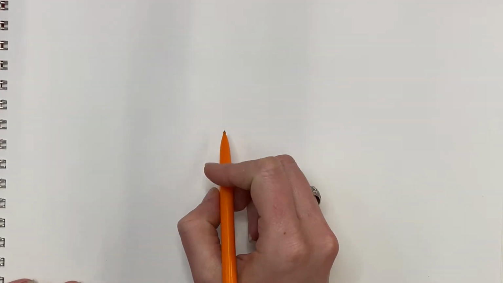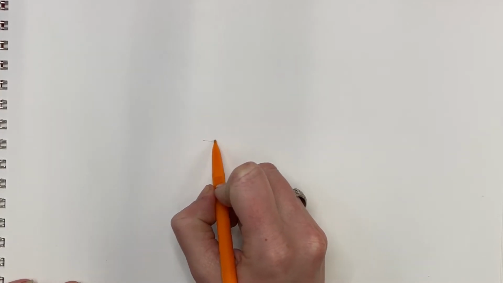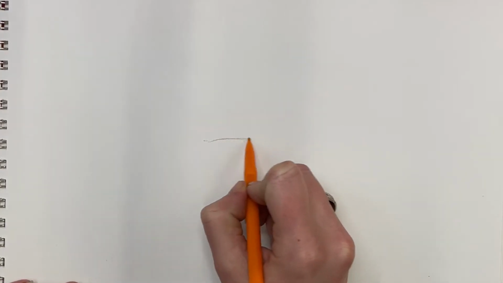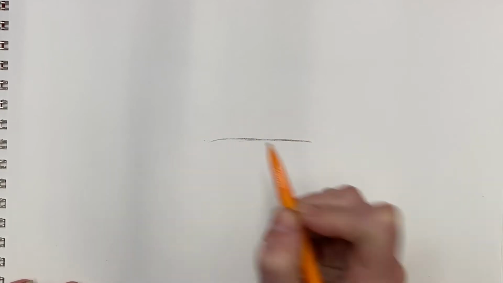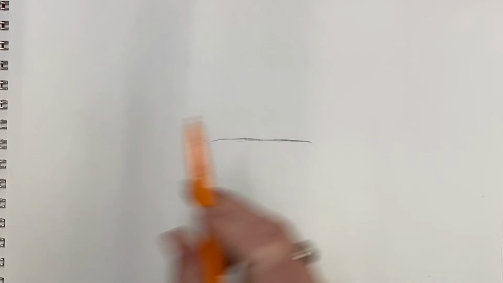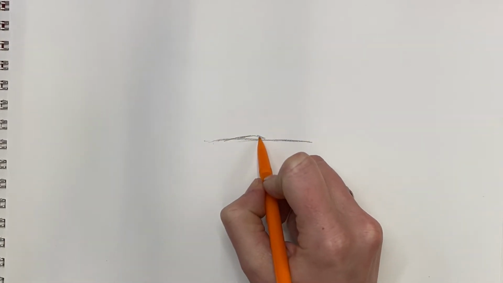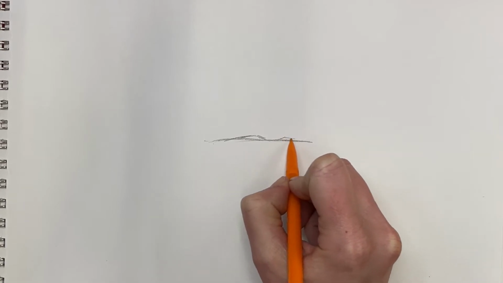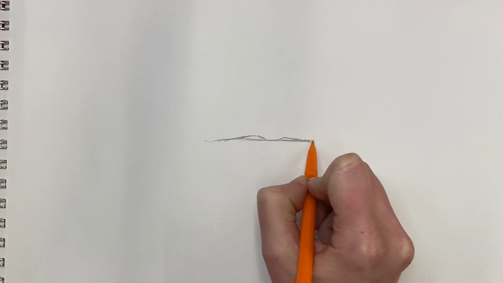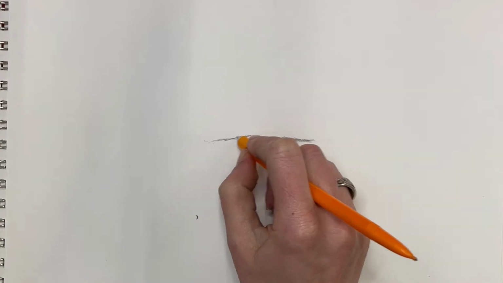Starting with the lips, we always want to start with the parting line first. Sometimes that can be straight across. Sometimes that can curve up. Sometimes it can curve down. And then sometimes it looks kind of like a hill or two little hills.